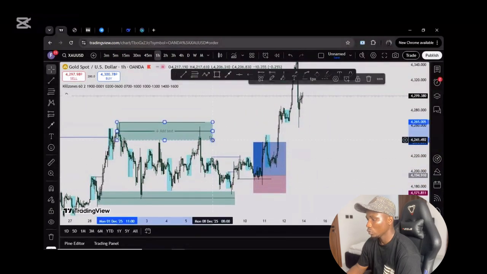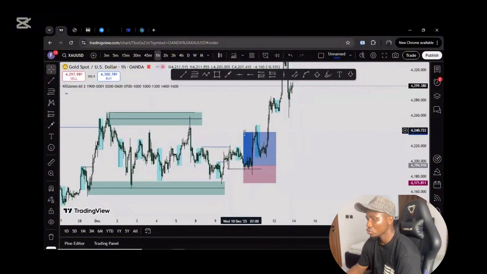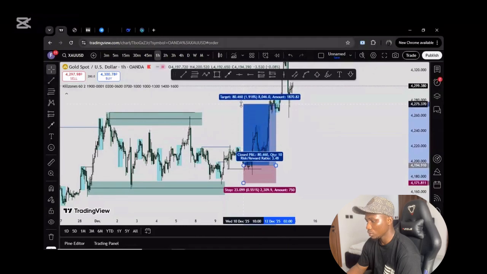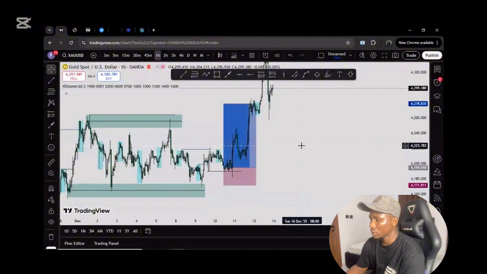Then I knew that a lot of people will be selling from here, because this place was a selling opportunity for a lot of people. So my stop loss was just above it, because it's going to liquidate everybody out.